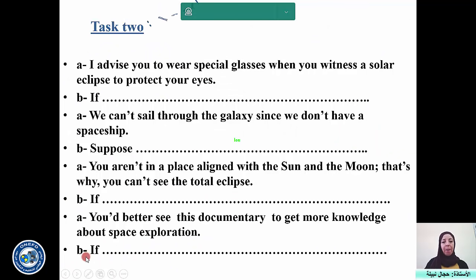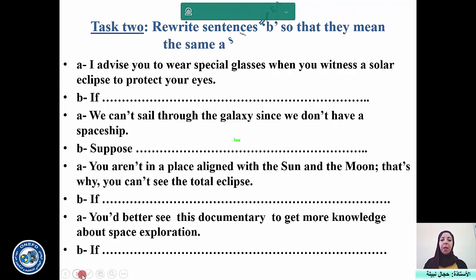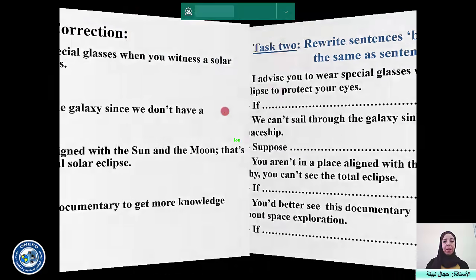The next one is paraphrasing. It means you have to rewrite sentences in a different way. In this activity, you are going to rewrite all the sentences with if or suppose, since we are dealing with conditional type 2. Okay. Think of it a moment. Try to answer alone and let's correct.